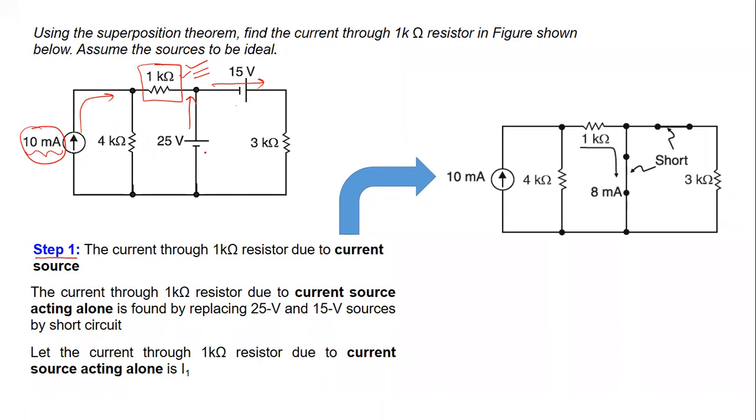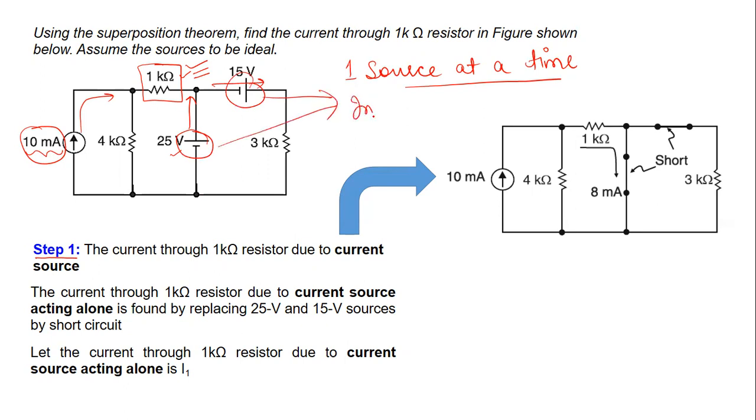You can start with any source initially. You can start with the 25-volt source or the 15-volt source, whatever. But remember, we have to consider one source at a time. Now, what we will do with the other sources is replace all of them with their resistances. So let us see how much current will be flowing in the 1 kilo ohm resistance because of the 10 milliampere source.